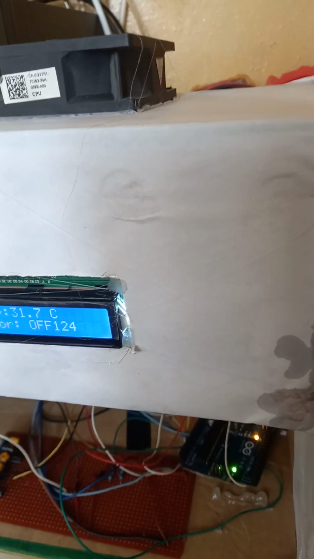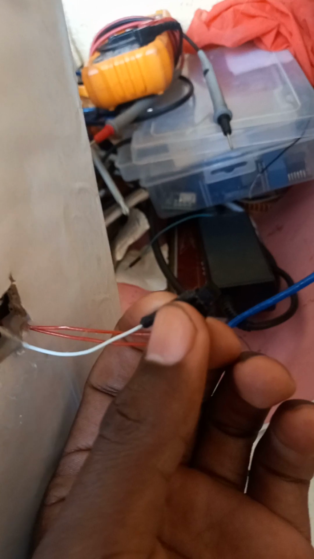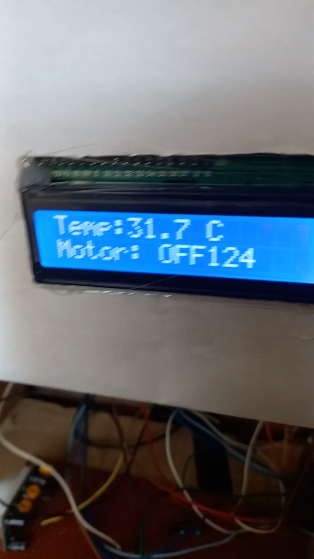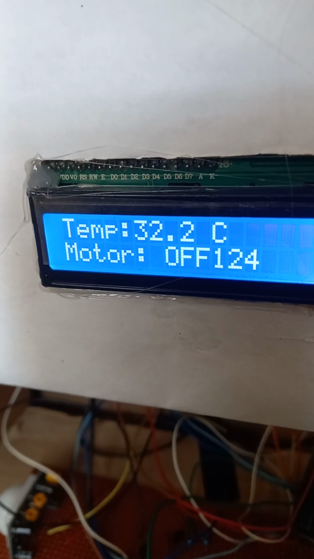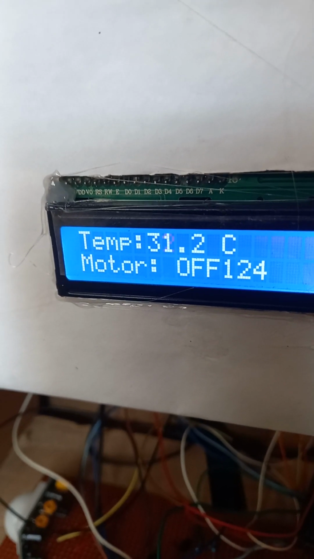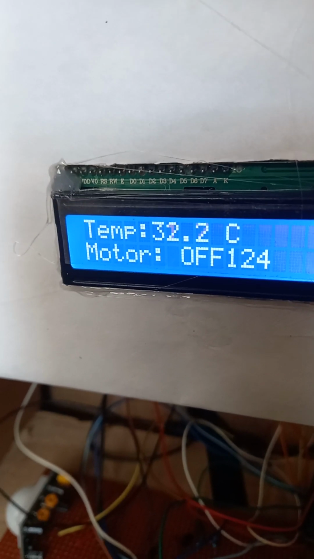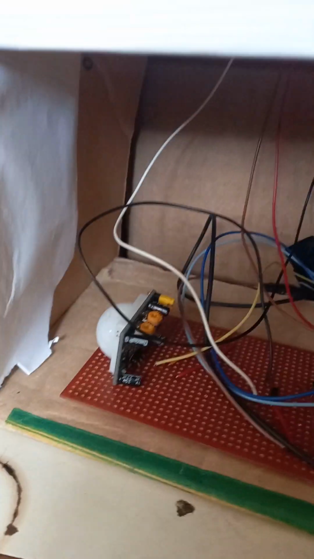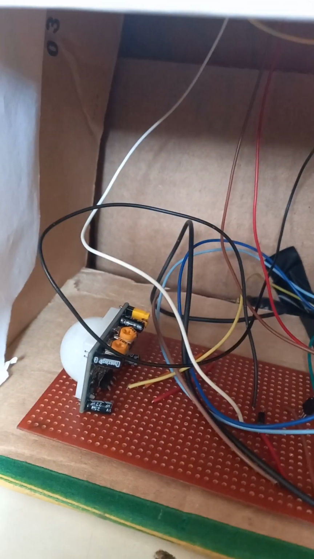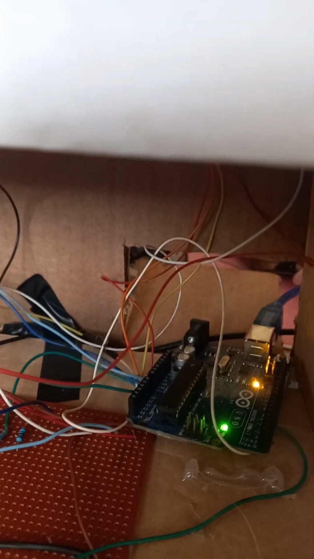Then the speed of the fan will be controlled by a temperature sensor. In this case, I'm using LM35. Then we have an LCD here that displays the temperature reading and the motor condition. In this case, our motor is off because our PIR sensor, this is the PIR sensor, has not detected any human being. Then our controller here is an Arduino Uno board.